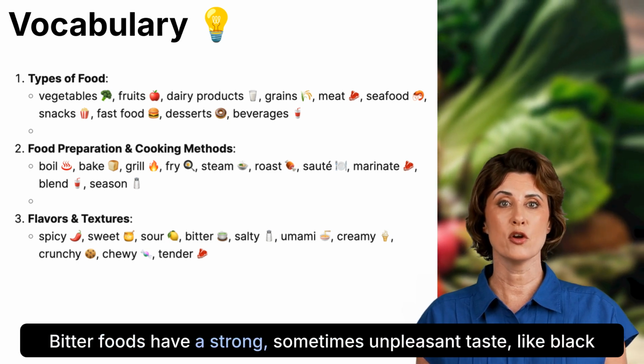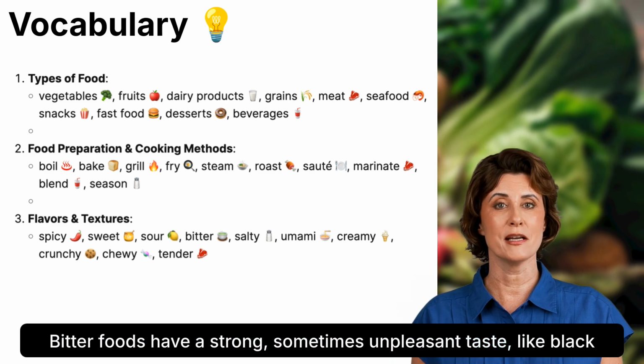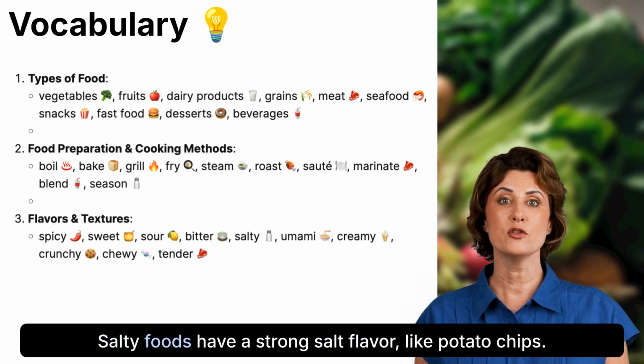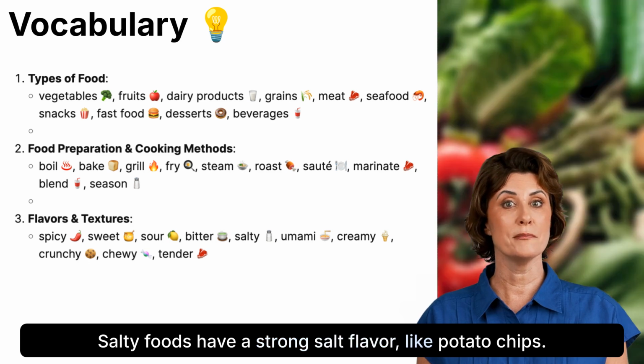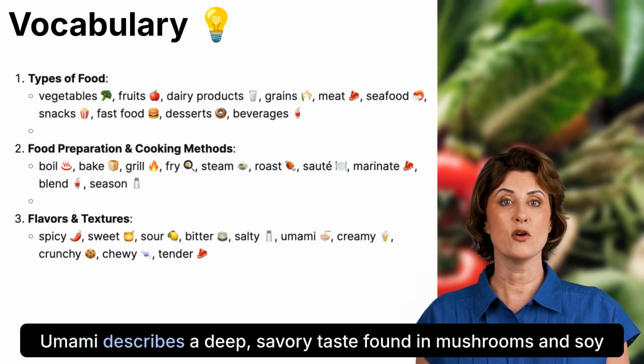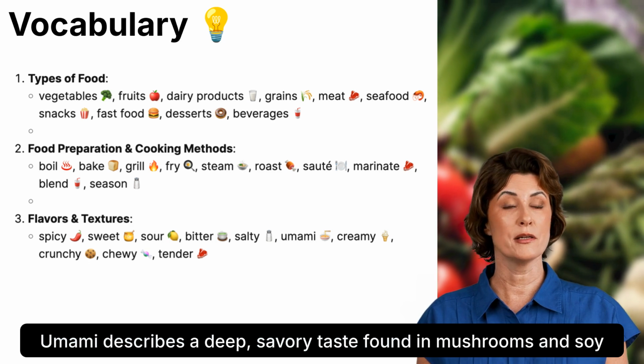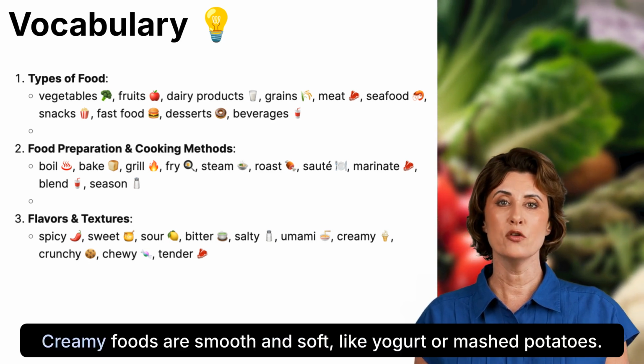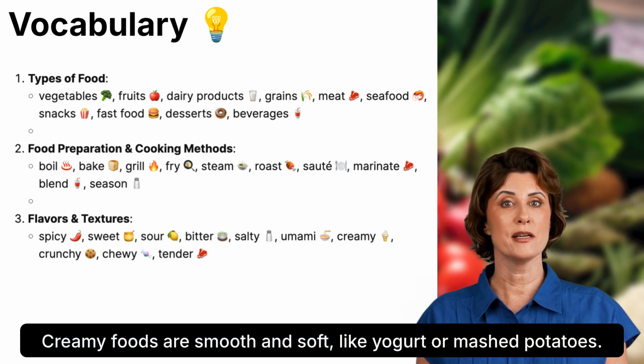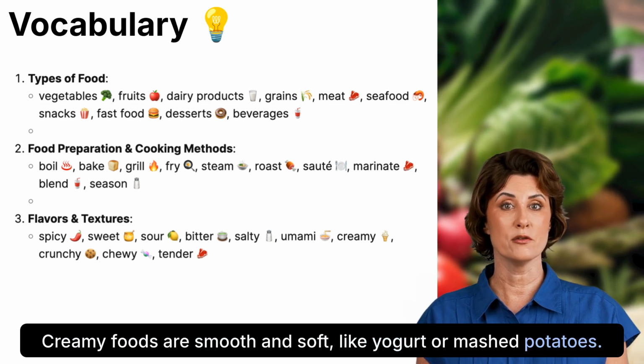Bitter foods have a strong, sometimes unpleasant taste, like black coffee. Salty foods have a strong salt flavor, like potato chips. Umami describes a deep, savory taste found in mushrooms and soy sauce. Creamy foods are smooth and soft, like yogurt or mashed potatoes.